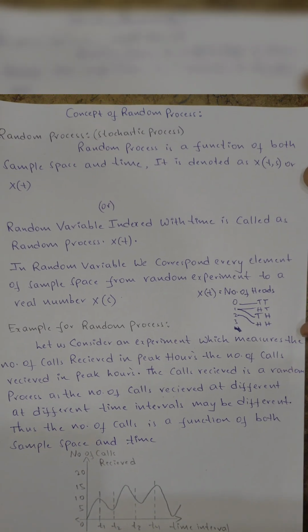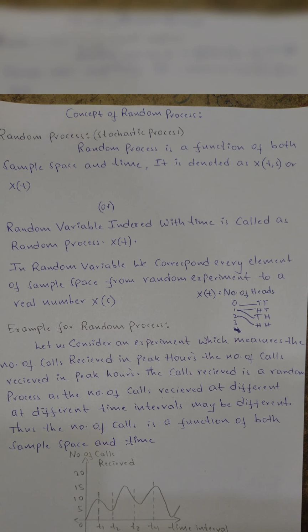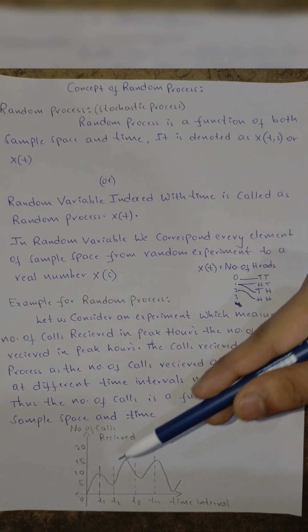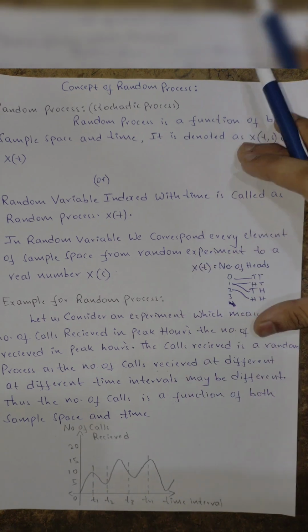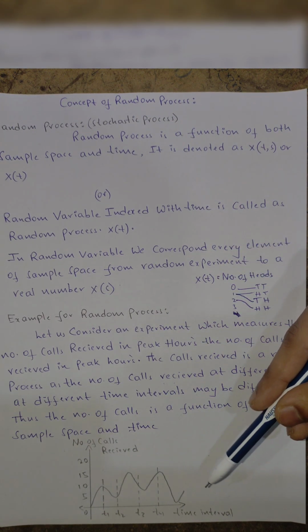Now let us consider an experiment which measures the number of calls received in peak hours of a call center. The number of calls received in peak hours is a random process, as the number of calls received at different time intervals may be different. So here in this graph we can clearly see the sample space, the number of calls received, and in which time interval they were received.